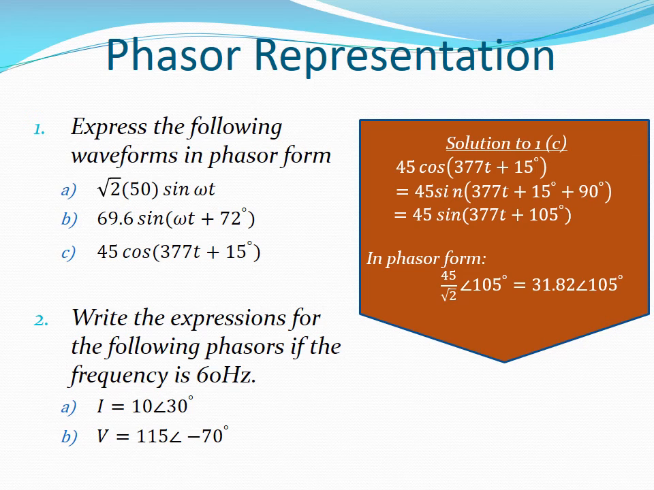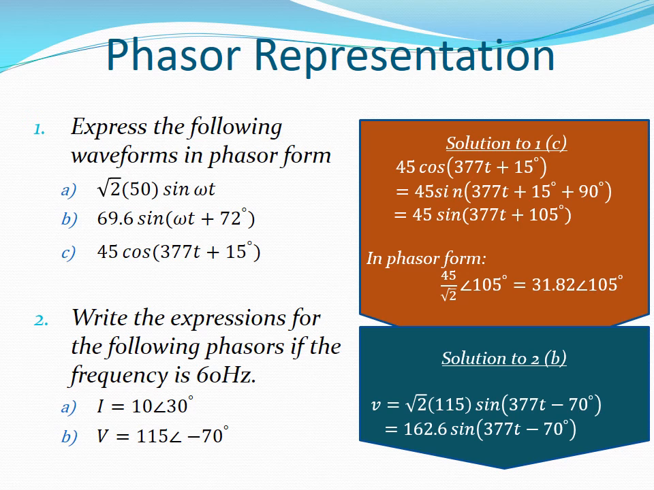Solution for 1C. First, you convert the cosine into a sine. We obtain the expression 45 sine 377t plus 105 degrees. From that expression, the phase angle is 105 degrees. The RMS value is 45 over root 2, which is 31.82. Therefore, in phasor form, the waveform is 31.82 at an angle of 105 degrees.